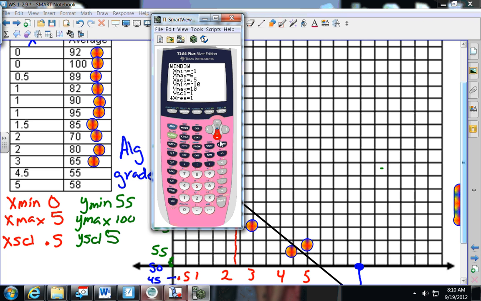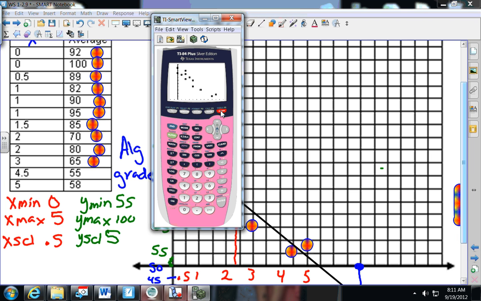Now let's go down. We have Y minimum. Y minimum is 55. But let's do something a little smaller than 55. Let's put in there 50. Some people are like, well, how are you choosing 50? I'm just choosing a number that's smaller than what I listed right here. A number bigger than 100. You could put 101. I'll put 105. Y scale will go by 5. Now press graph.